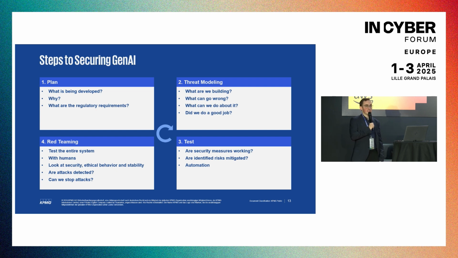So you really have to test your Gen AI security systems. You have to test if security measures are working. You have to test if you have mitigated all identified risks, and you really should put some thought into automating those tests, because language models are very versatile, can be used in a lot of contexts and so on. And then the next thing is red teaming. So test the entire system, not just components of it. Test it with humans. Look at security, ethical behavior, stability. You also have to look: are attacks on the system detected?